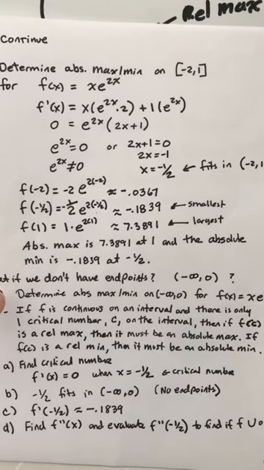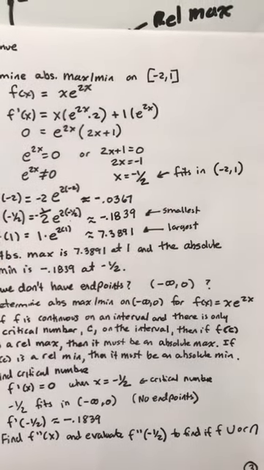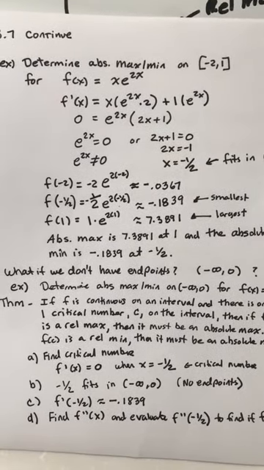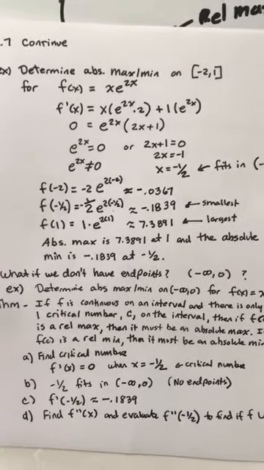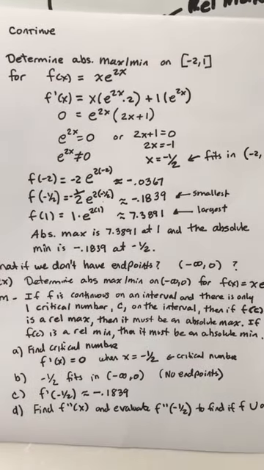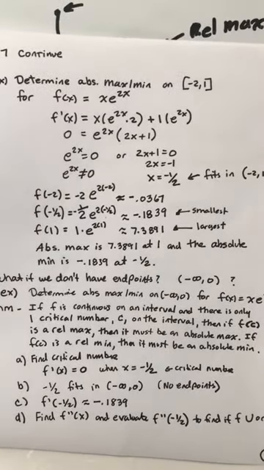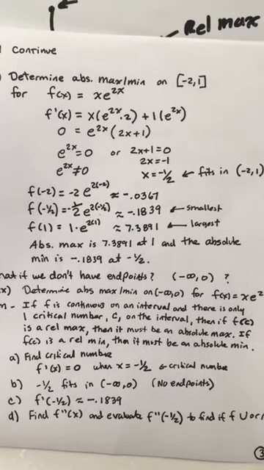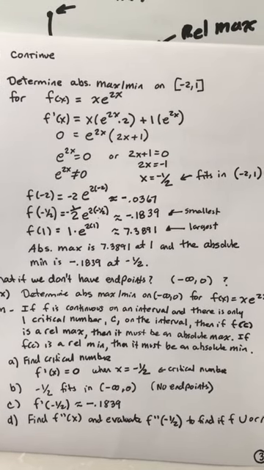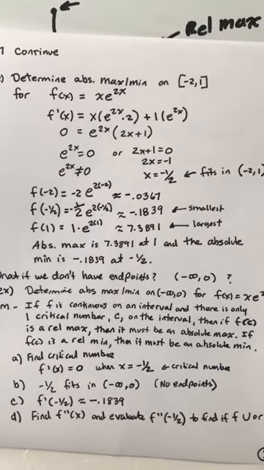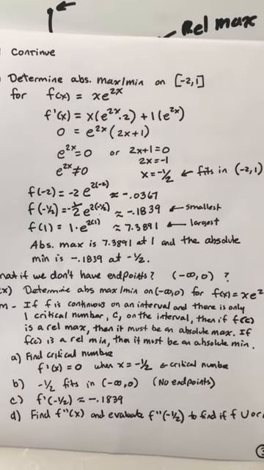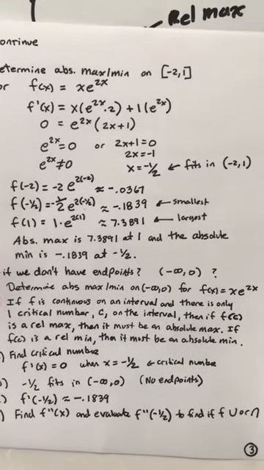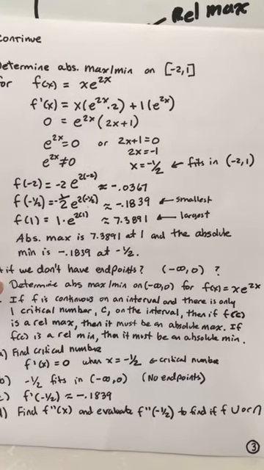Determine the absolute max and min on negative infinity to 0 for f of x equals x times e to the 2x. All right, so we have a theorem for this. It says if f is continuous on an interval and there is only one critical number c on the interval, then if f of c is a relative max, it must be an absolute max. If f of c is a relative min, it must be an absolute min. So here we're going to apply this theorem to this problem.